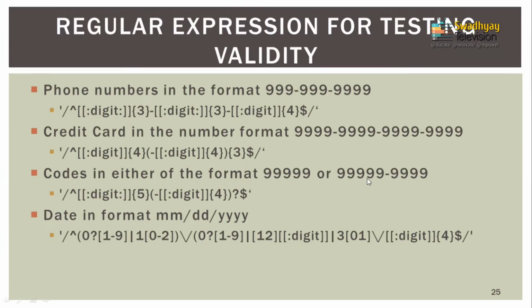We can display a code in the format 99999 or 99999-9999, so you can write digit 5, or hyphen and digit 4 times. This question mark means optional. And the date should be in MMDDYYYY format. Now we know that the month cannot be greater than 12, so at the beginning of the string it should be 0 followed by a question mark, so the character before the question mark is optional. Then it should be either 1 to 9, or it can be 10, 11 or 12, so 1 and a 0 to 2 range.